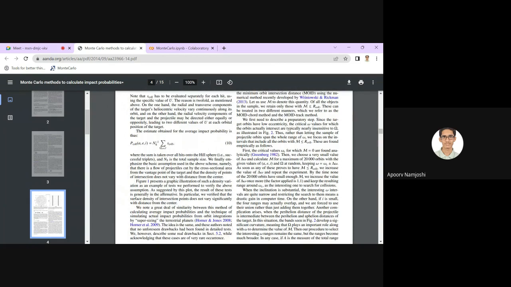And this is the estimate you get for the average impact probability. And for u, this is calculated using all the possible triplets of the independent variables that you took, which will represent the probabilities of colliding at any position on the orbits.